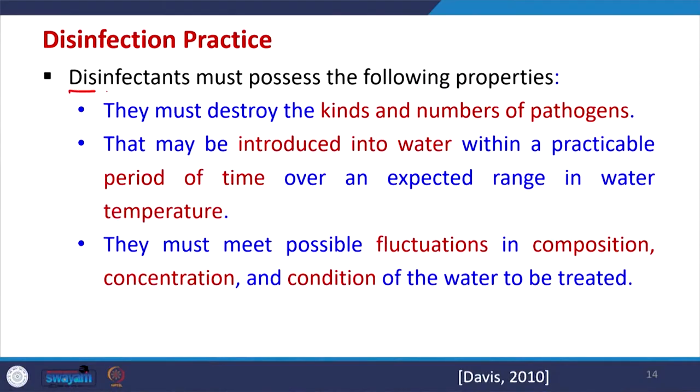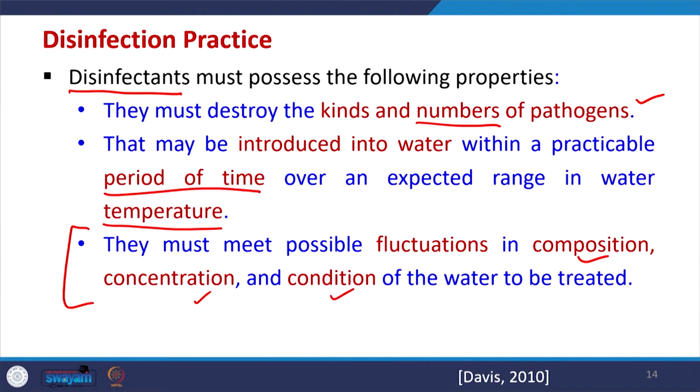If we are doing disinfection, the disinfectant must possess the following properties. They must destroy different kinds and different numbers of pathogens. This is a must. They must act in the water within a practicable period of time over the expected range in the water temperature. So depending upon that, we should know the time required for disinfection to occur, and this will come from the disinfection kinetics. And under this condition, they must be able to cope with the variations in composition, concentration and conditions of the water. So all these things should be fulfilled. If any fluctuation up to a certain limit happens, still the disinfection should be good enough.